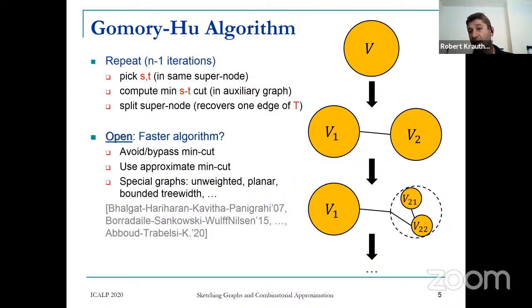Now for approximate minimum cut, the upside is that for one plus epsilon approximation, we do have linear time algorithms. The downside is that this Gomory-Hu algorithm now breaks because the induction requires the cut to be exact, an optimal minimum cut. So there's a problem here. There has been progress on special graphs like unweighted graphs, planar graphs, bounded treewidth graphs. So I think there's progress, but there's still more to go.